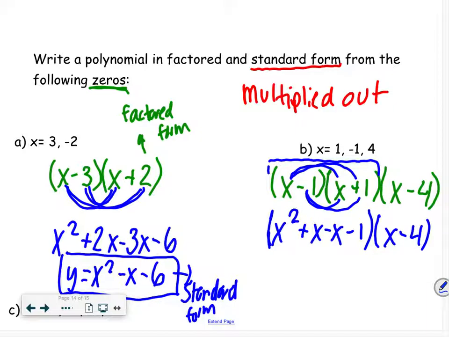Questions so far? The other thing I would suggest is combine your like terms first before multiplying. It'll save you some time. Okay, so let's simplify this first one. X squared, what happens here? They cancel. So now I only have x squared minus 1, and now I can multiply my x minus 4.